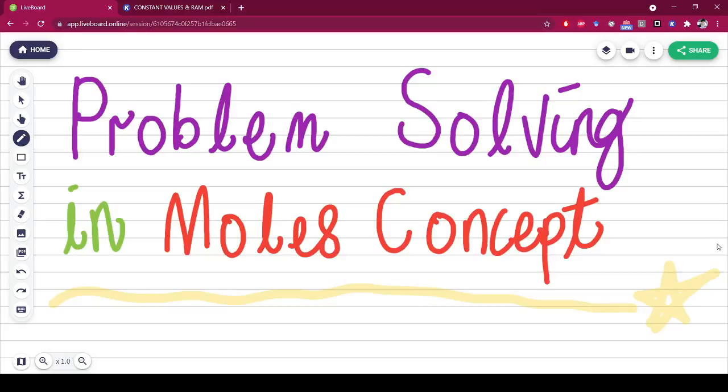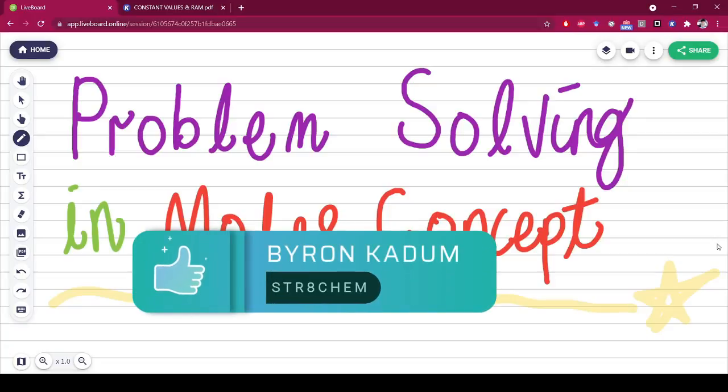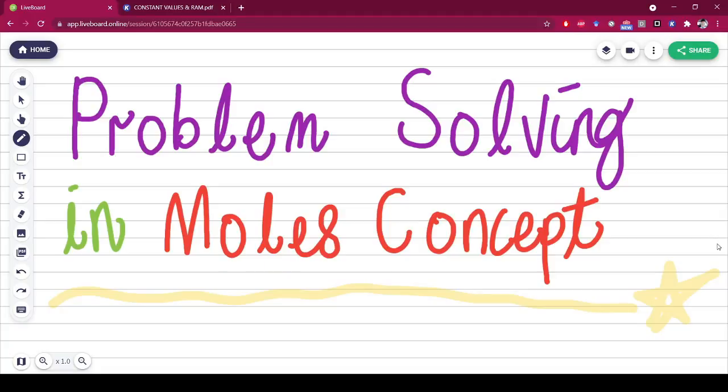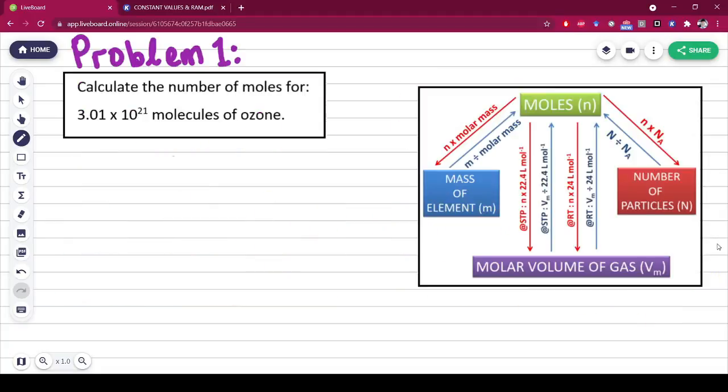In this video, we're going to look at how to solve some problems in moles concepts. It's not a very difficult type of problem solving, but sometimes it can get a little tricky for students to understand. So I hope you can pay attention and have a look at these problems. We're going to start with problem number 1.